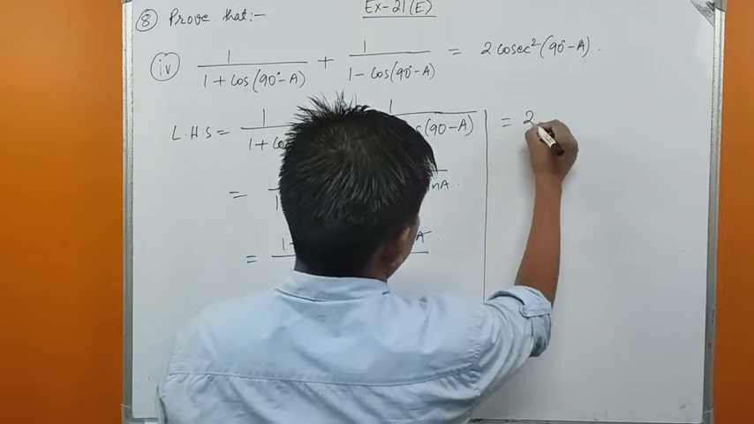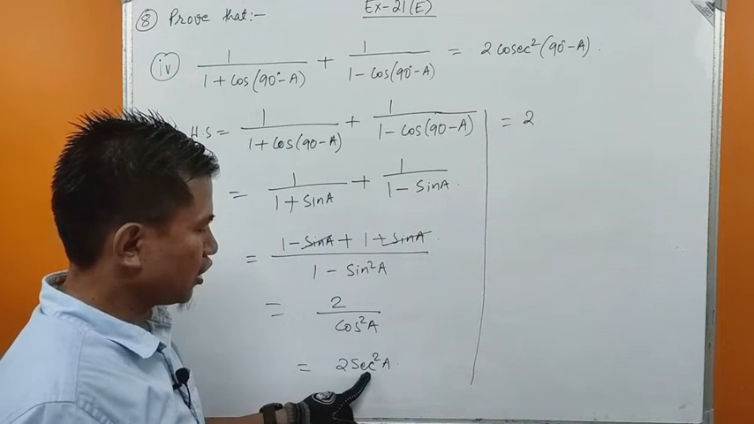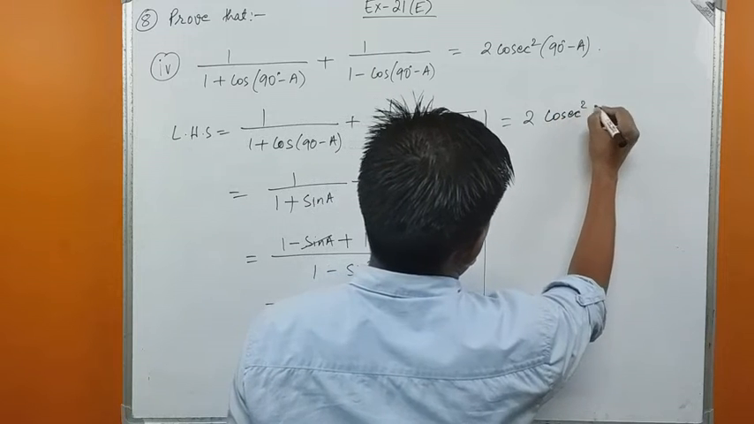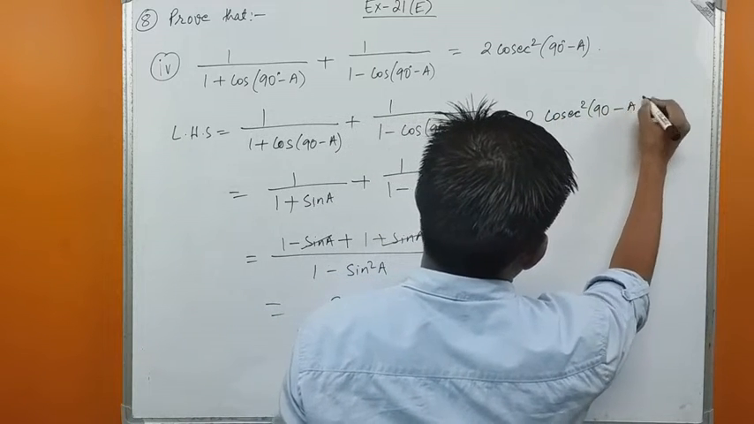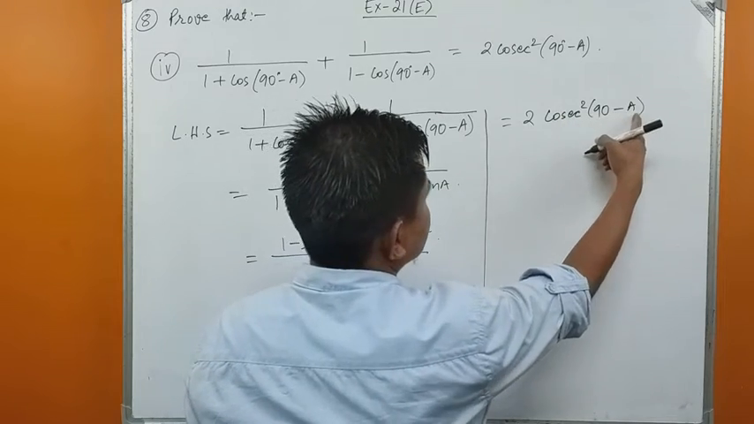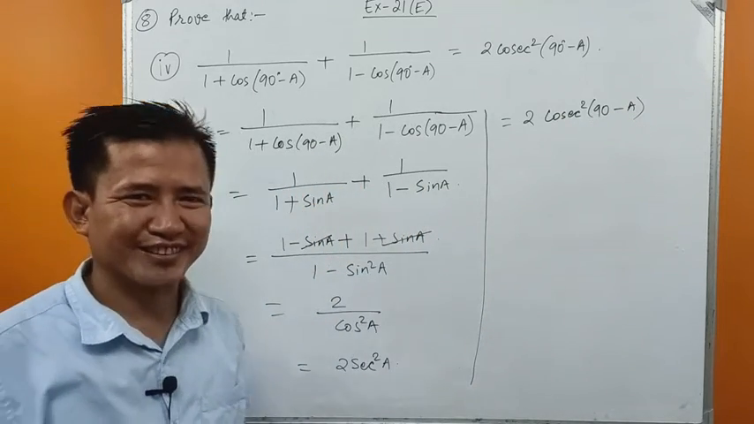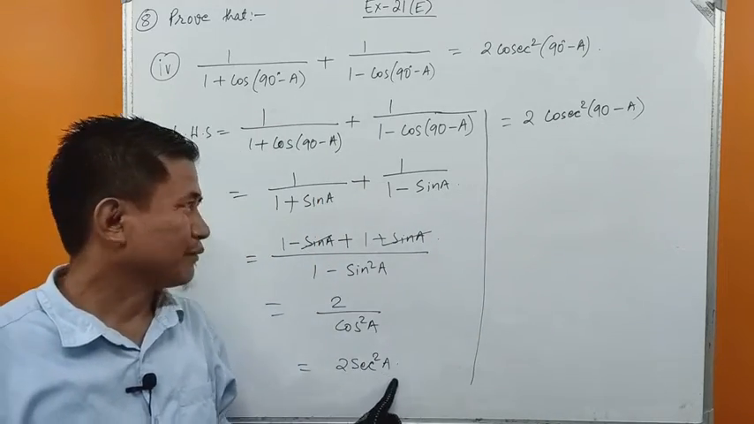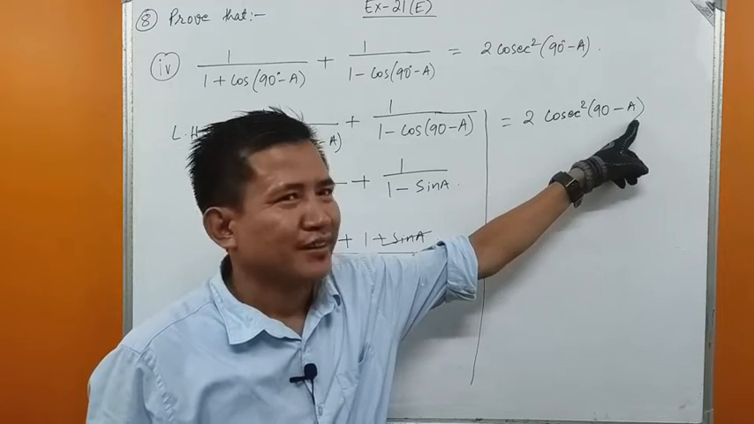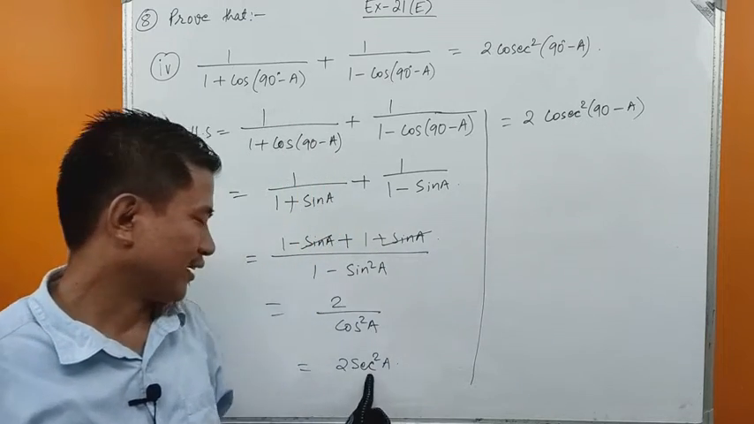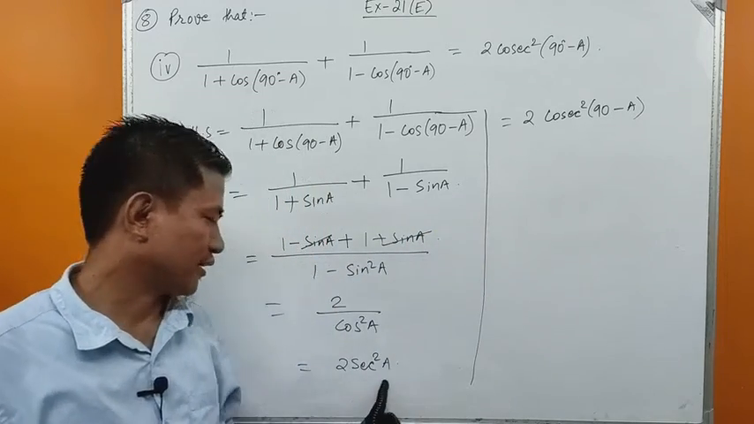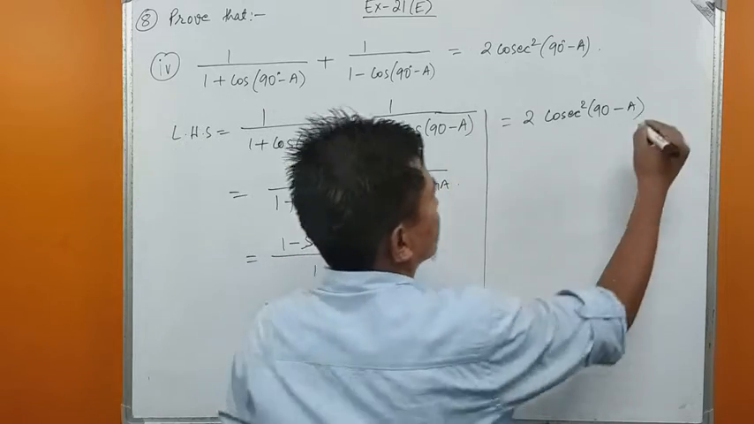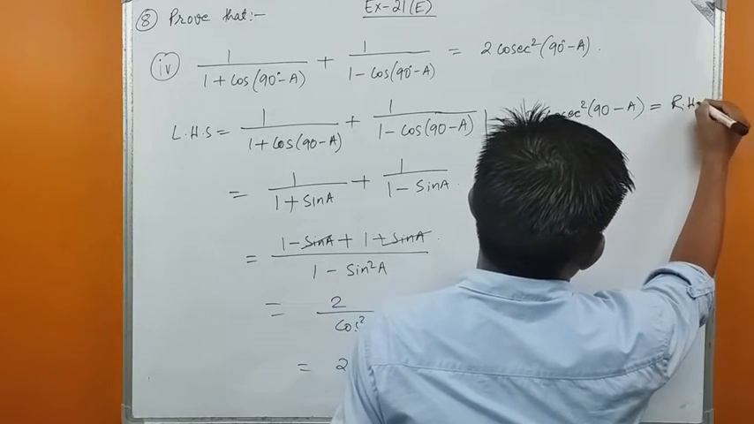So this 2 into sec square A is actually 2 into cosec square 90 minus A, because cosec 90 minus A is sec A. We know the formula, isn't it? Cosec 90 minus A is sec A. So sec square A can be written as cosec square 90 minus A. So cosec square 90 minus A is sec square A. So this 2 is this 2. So we have the same number in the right hand side, hence proved, LHS equals to RHS.